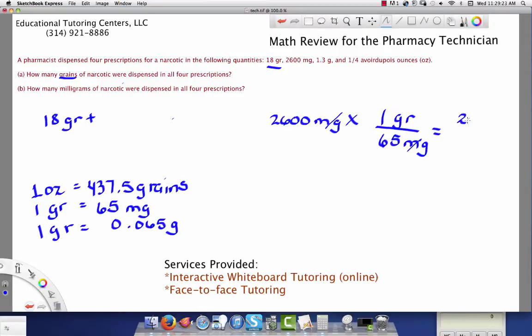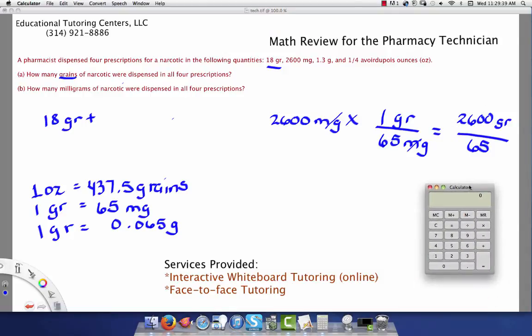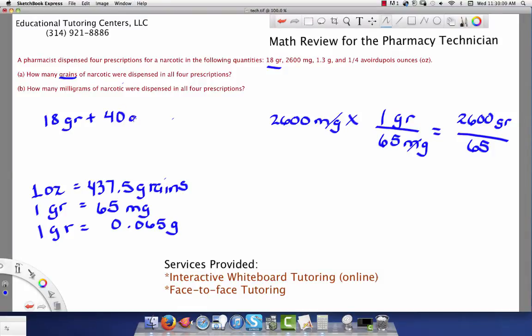So that makes 2,600 grains here in the numerator, and it's divided by what's here in the denominator, which is 65. The unit is gone. So then you just get your calculator out and do some calculating. I put in 2,600 and divide that by 65, and I get 40. So 2,600 milligrams is equivalent to 40 grains. So I'll make this conversion here.